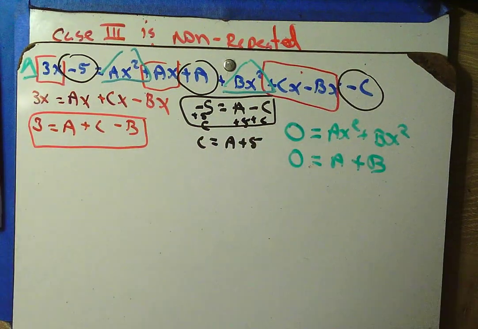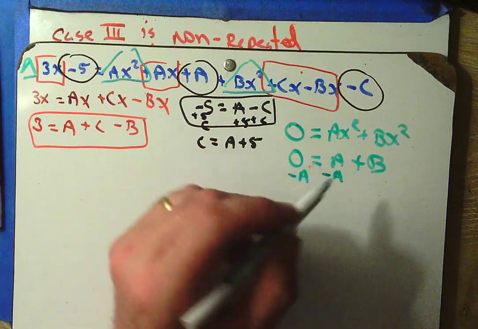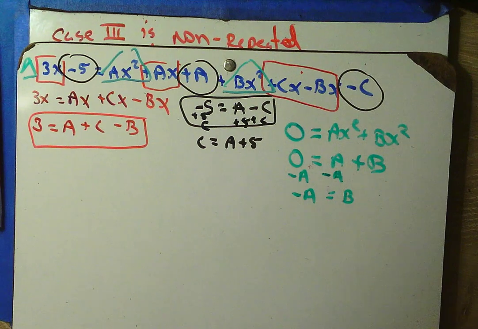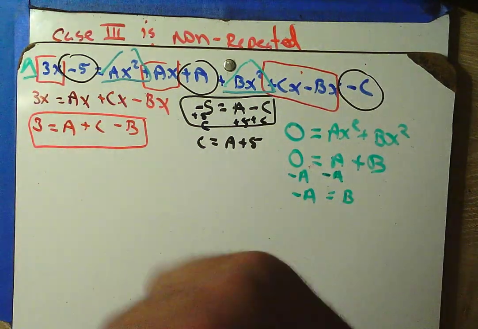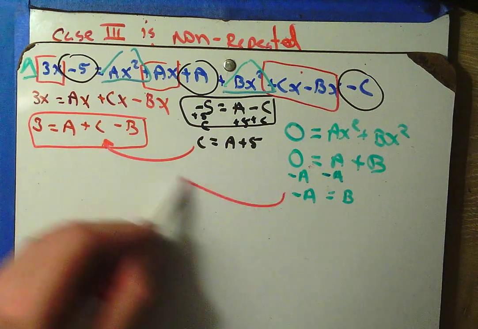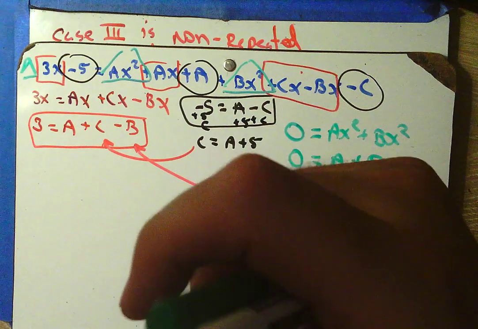And over here, I'm going to subtract a from both sides and say that b equals negative a. And now over here, I'm going to plug in my c and my b. So what's this going to look like when I do that?